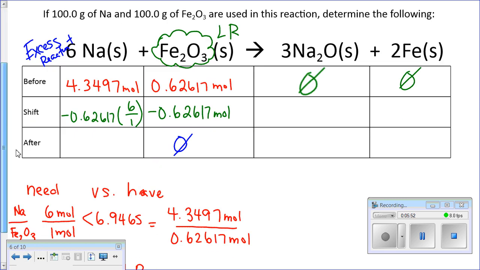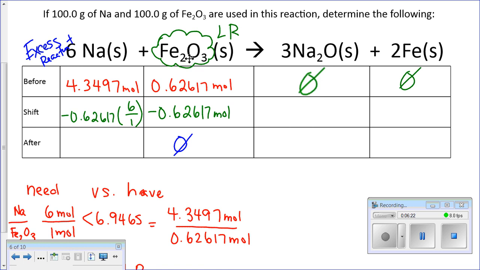All right, like I said, we don't have any moles of product, of either product, to start out with. So before the reaction, I don't have any moles of product. For the shift, this tells me how much I'm going to increase in terms of moles or how much I'm going to decrease in terms of moles. So since I don't have any products, I'm going to add to the product side, and the reactants are going to get reacted. So I'm going to use them up.